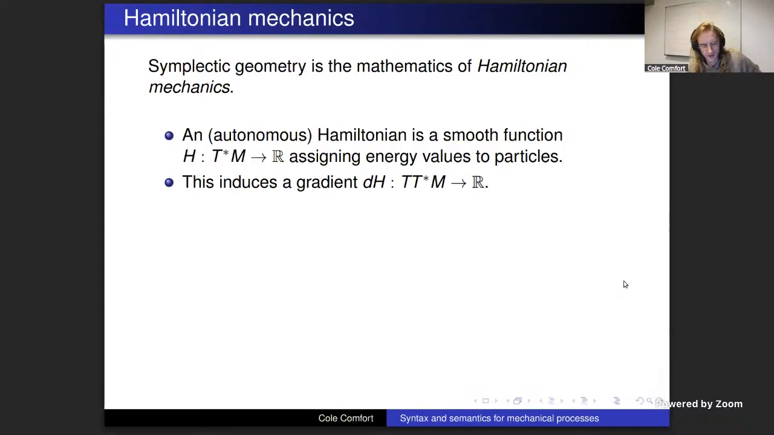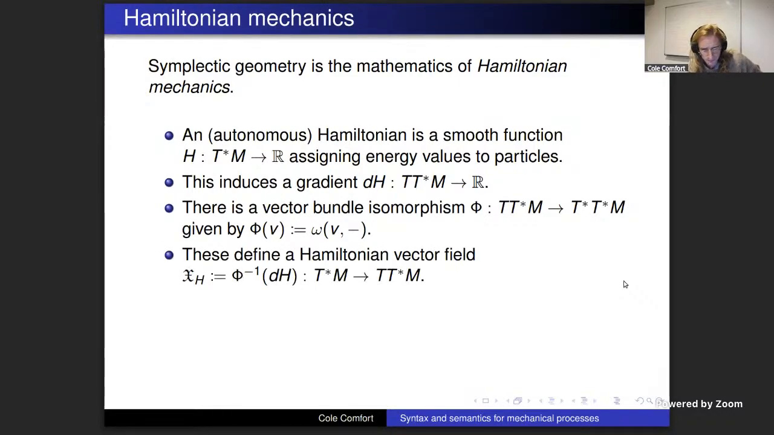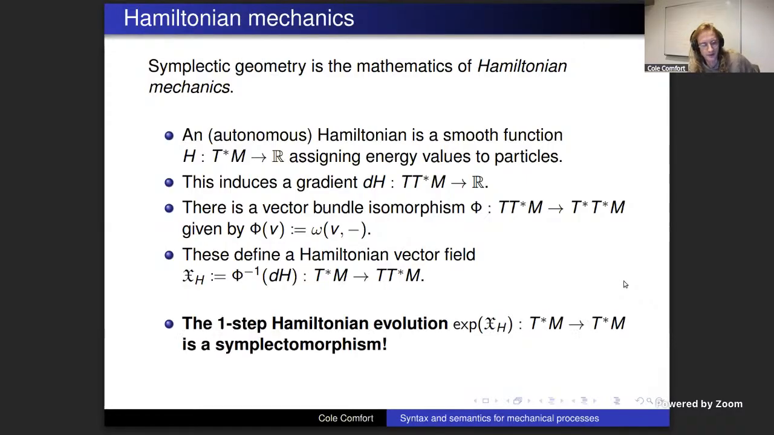And if you take the derivative of this, this gives you a gradient. And then the symplectic form gives you this vector bundle isomorphism. And if you take the inverse image of the symplectomorphism, you get a vector field, the Hamiltonian vector field. And then if you take the exponential of the Hamiltonian vector field, you get your time evolution. So now this is an endomorphism on your phase space of positions and momentums, and it just tells you how particles will flow after one step of time.